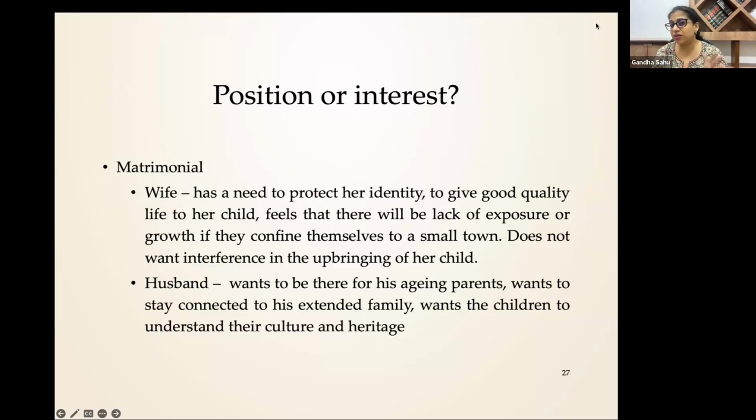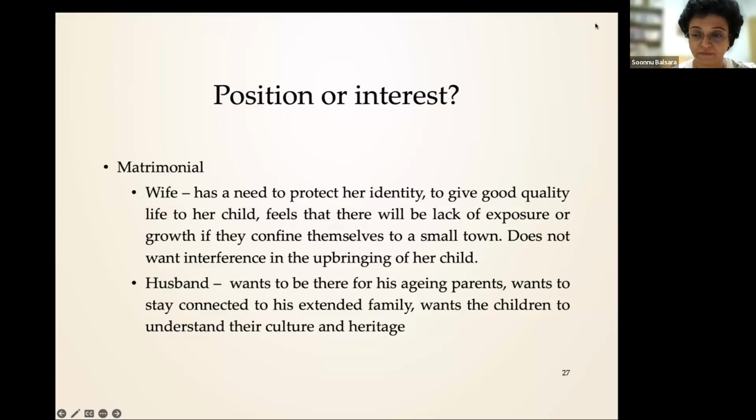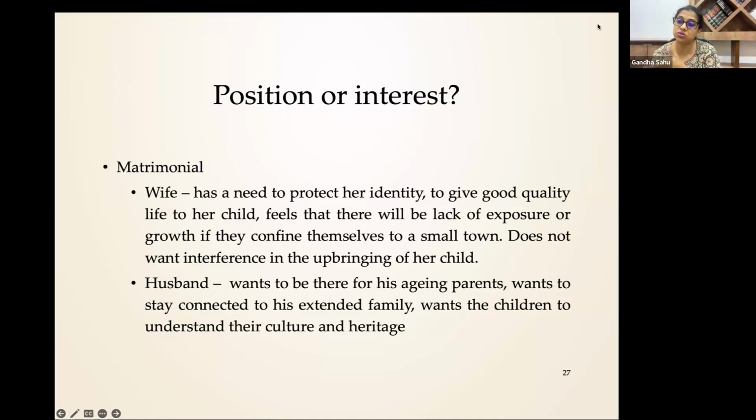Is there anyone wrong and right here? No, both are right. And in many cases, you will come to a point like that. Can you really sit here and tell the wife, no, you should go? I've seen a lot of cases where you said you should stay, listen to the husband, he's taking care of old parents. But the interests that she has are also quite important. The interests that he has are also very important. So both are right. There is no one who is wrong.